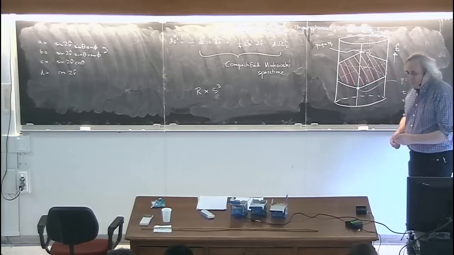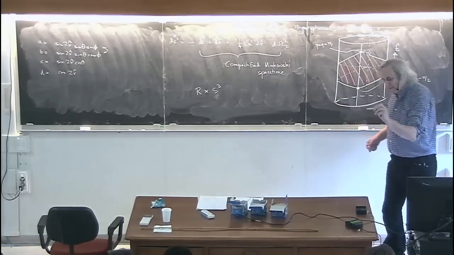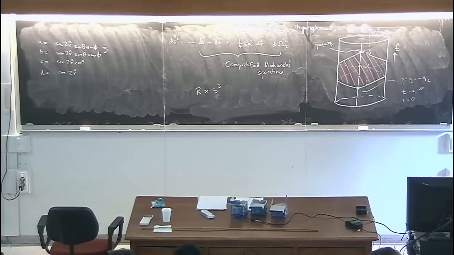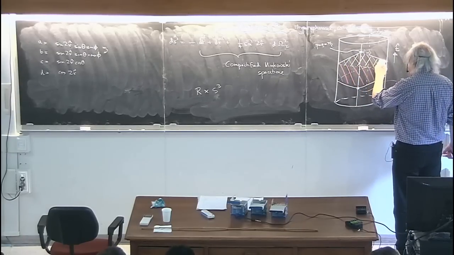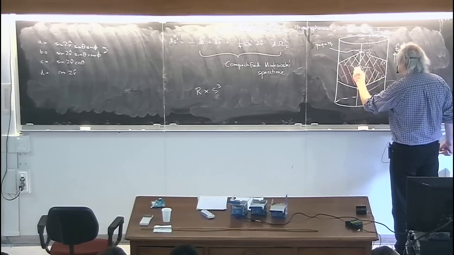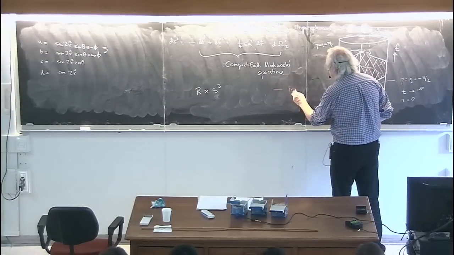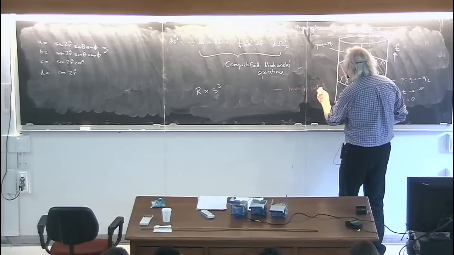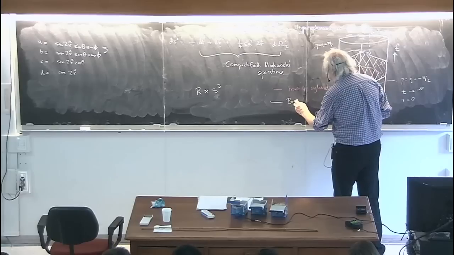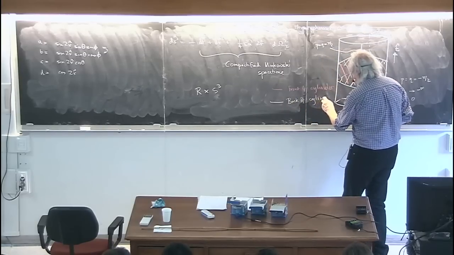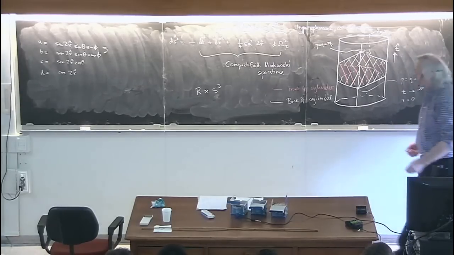And on the back of the cylinder, let's see if I can get this right, it will be shaded in a hideous lime green color. And it looks something like this. So it's part of R cross S3, not all of R cross S3.